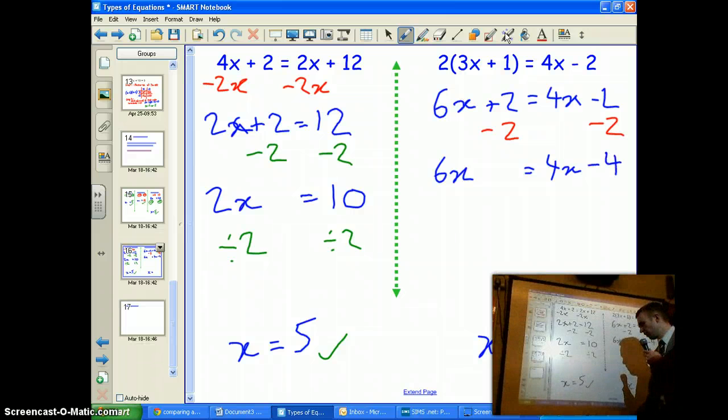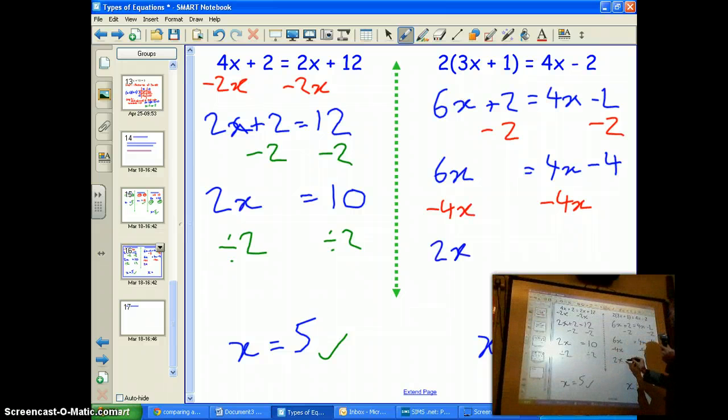Okay? And then on the right-hand side, I've got 4x that I don't want. So I'm going to take away 4x and take away 4x from this side. So I end up with 6x take away 4x, which is 2x. And that's just going to equal minus 4 over here.